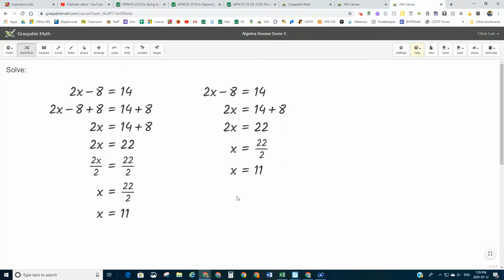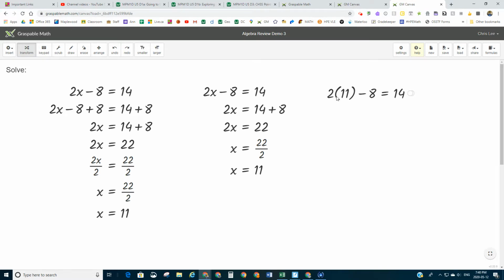What's really great is you can verify if this works. So I'm going to, again, create a copy of 2x minus 8 over here and verify that x equals 11 works. How do I do that? Well, I take the 11, the x value, and substitute it in. And now it's 2 times 11 minus 8 instead of 2 times x.